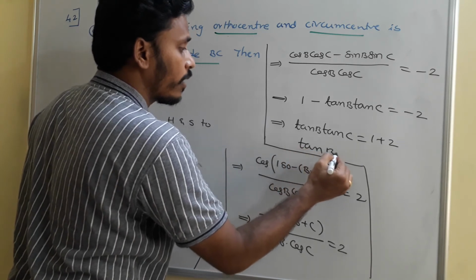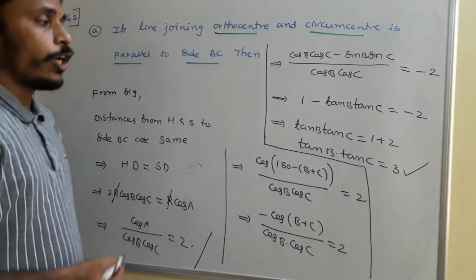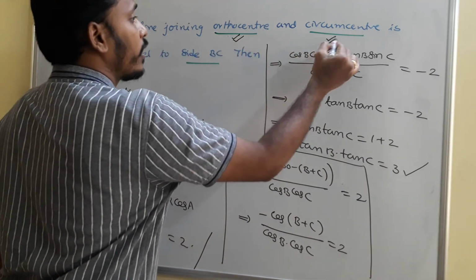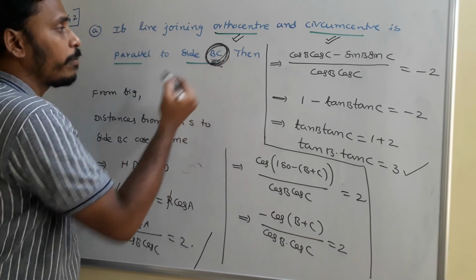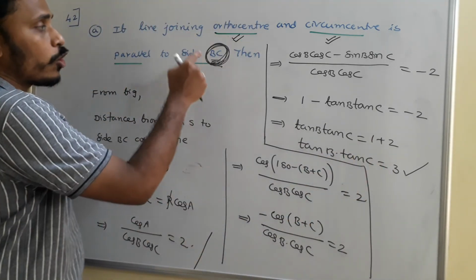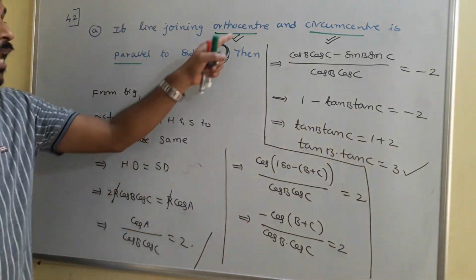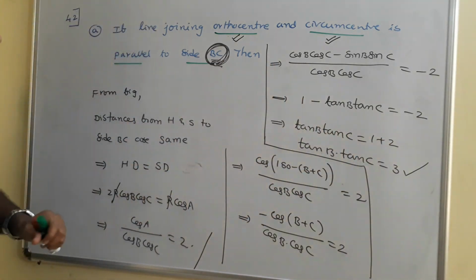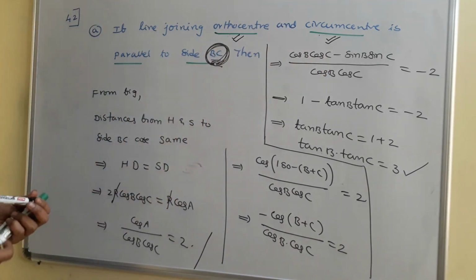So at the end we have that tan B into tan C is equal to 3. That's what we need to memorize. Just look once: the line joining orthocenter and circumcenter is parallel to side BC. Once again I am repeating. If it is parallel to side BC, then tan B into tan C is 3, whereas if it is parallel to side CA, then you will get tan C into tan A is 3. And if it is parallel to side AB, then you will get tan A into tan B is equal to 3.